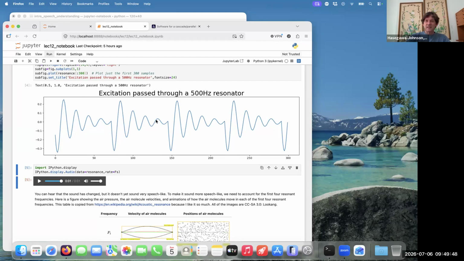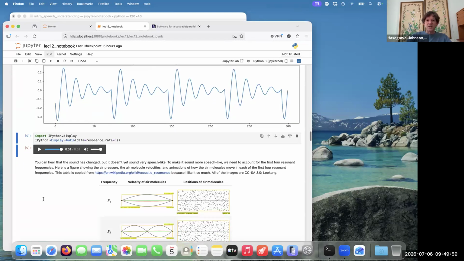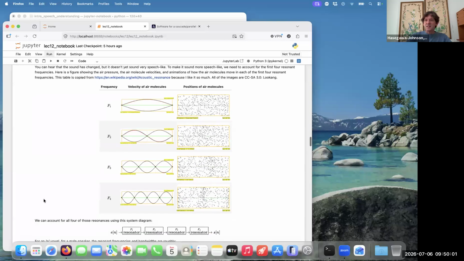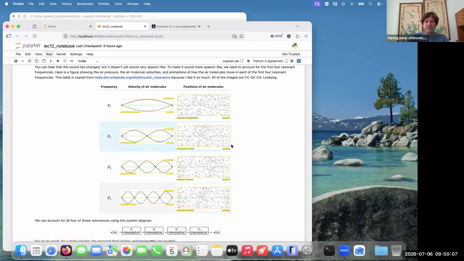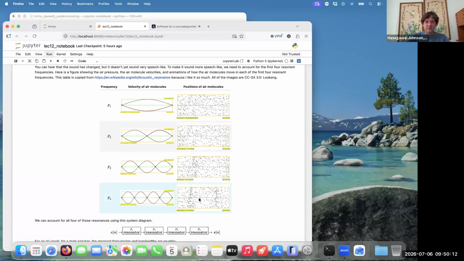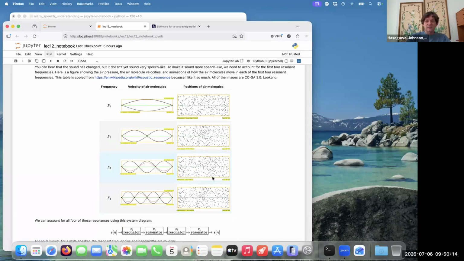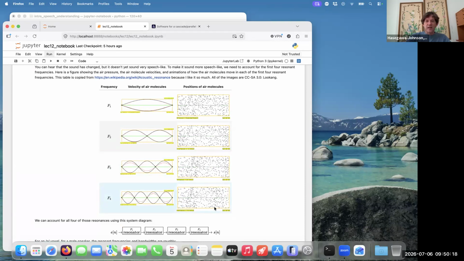It doesn't sound like speech yet because speech has more than one resonance. This is F0 being played through an F1 resonator, but speech has at least four resonances. Speech has an infinite number of resonances. The first two determine what kind of vowel it is. The first four determine the way that the person sounds. So different people will have slightly different frequencies for F3 and F4, slightly different bandwidths.